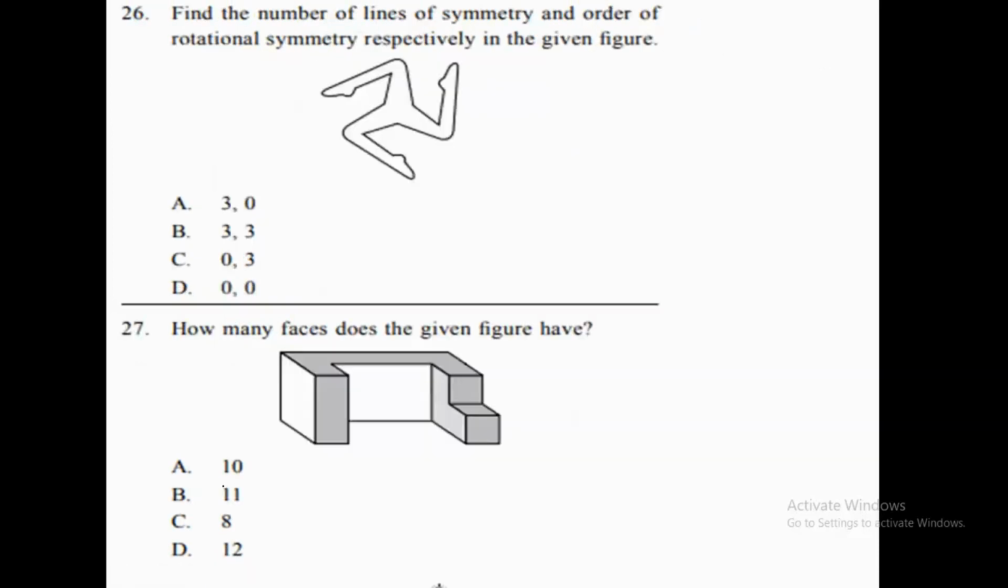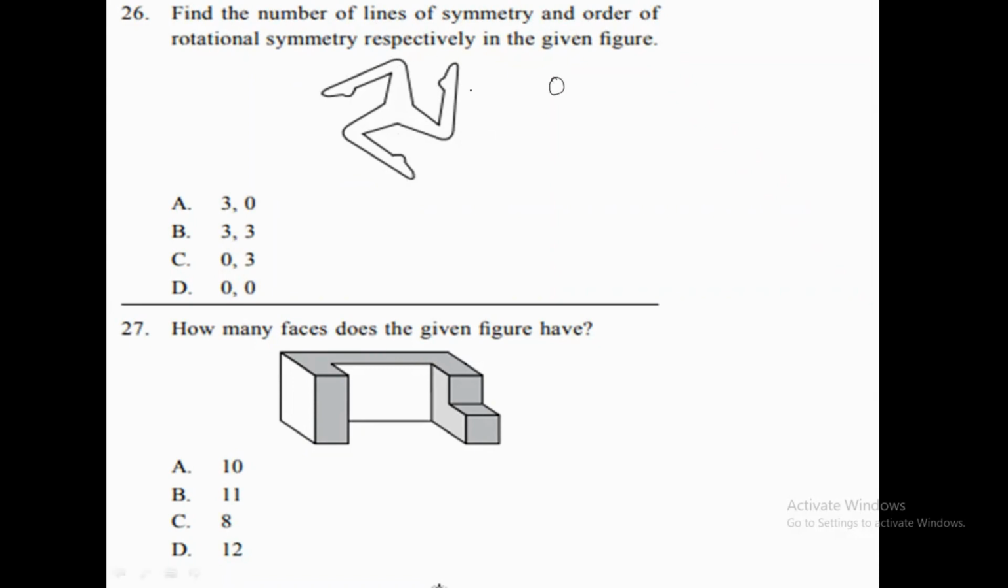Okay, let's move on. Now we need to find the number of lines of symmetry and the order of rotational symmetry in this figure. So how are we going to get it? First, the number of lines of symmetry. It is clearly evident over here that there are zero lines of symmetry.